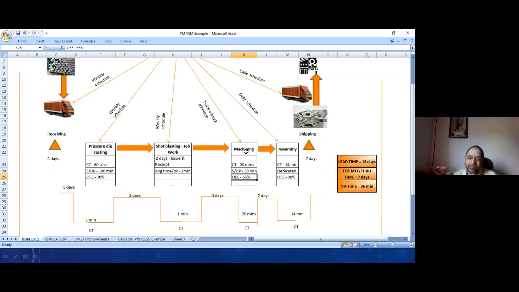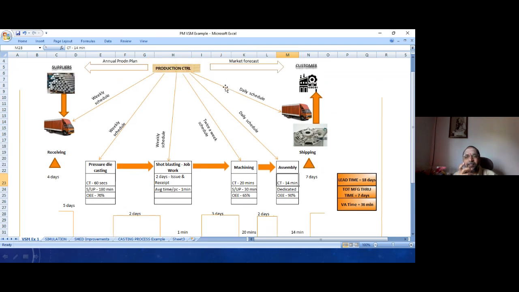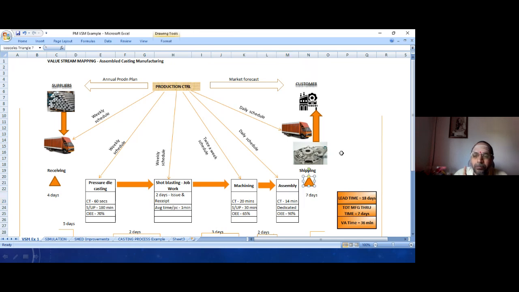Now, after machining, it lies as machined casting for a couple of days on an average, and then goes to the assembly shop. And in assembly, there is a dedicated line, right? So dedicated for this product. So again, 14 minutes is spent on the line, right? And you find very high OEE because the line is a dedicated line. And then it is shipped to the customer. Generally, this company, in this example, used to assemble only when they had to ship. And shipping happened almost daily. You can see here, there is a daily schedule for this customer. There is a daily schedule for assembly. Whereas for the machine shop, for shot blasting and for die casting, it is a weekly schedule. So every piece of information is important, right? And it goes to the customer, and it takes 7 days to move it to the customer end.